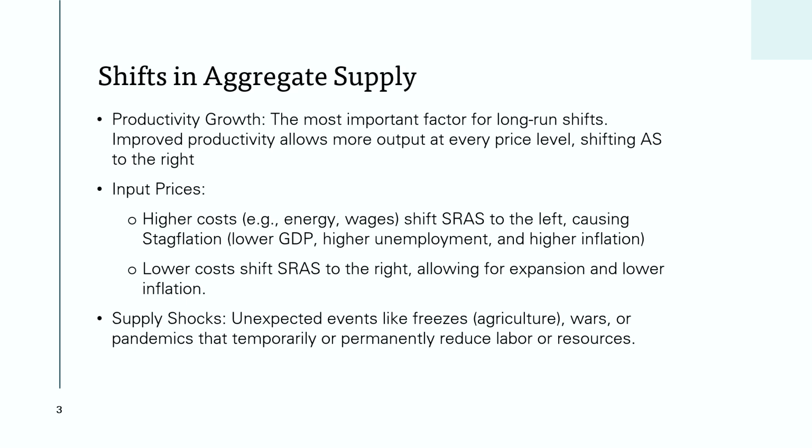Events such as natural disasters, freezes in agricultural regions, wars, or pandemics can suddenly reduce the availability of labor or critical resources, pushing the AS curve leftward.